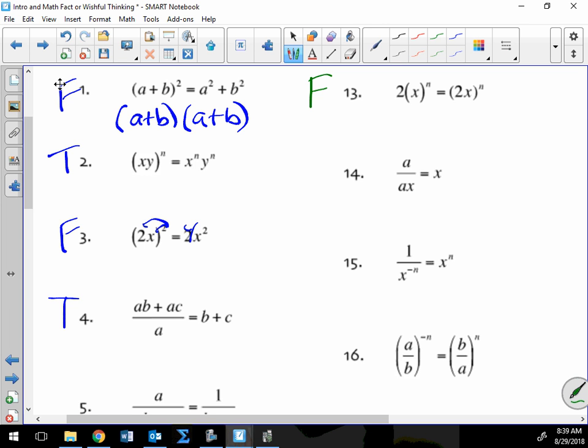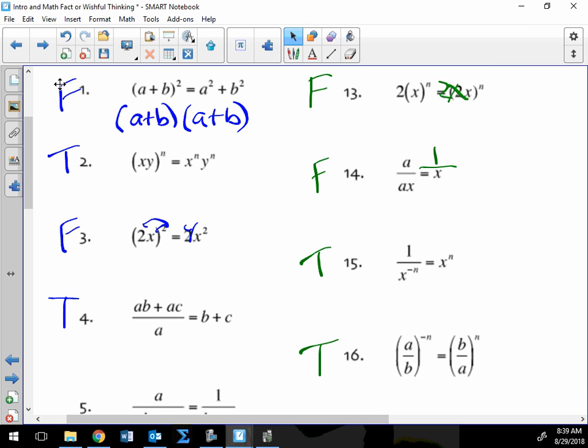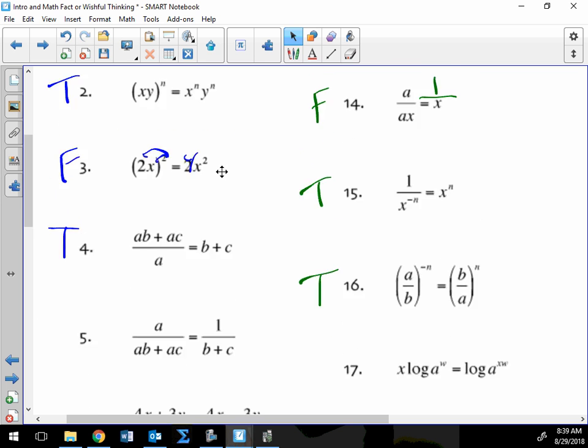Yeah, 2 is not included with that exponent of n, so only the x here is the nth power, not the 2. So, alright. Number 14. False. What should it be instead? Good, 1 over x. 15? True. And 16. True. Good. Questions on those so far? Awesome. Alright, let's bring up another chunk.